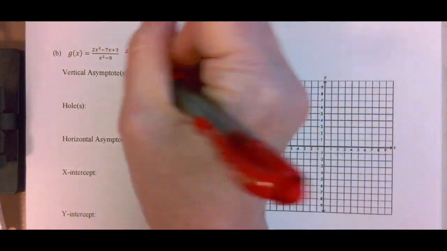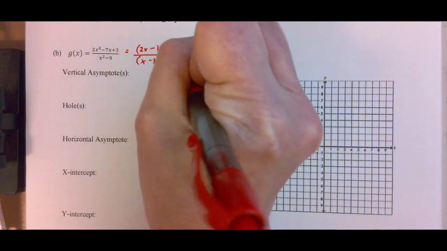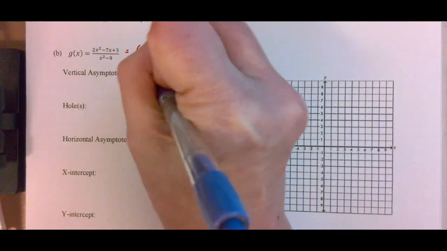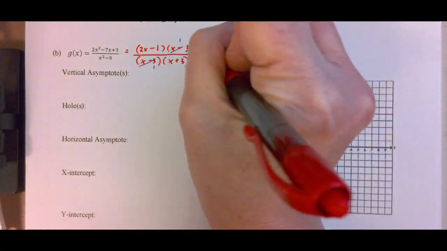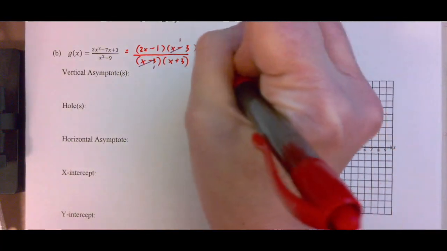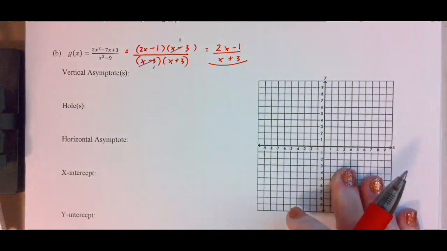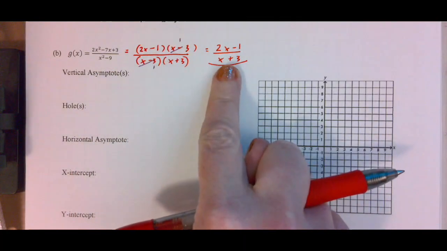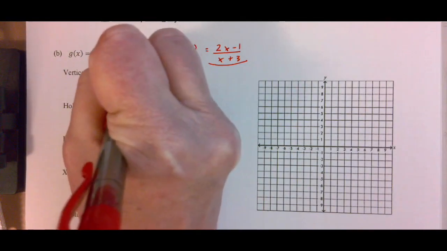Bottom is a difference of 2 squares, x minus 3 times x plus 3. So we can see that we can cancel out the x minus 3's, 1 to 1. Reduced down, I have 2x minus 1 over x plus 3. All right, vertical asymptote. What got left behind on the bottom? The x plus 3. Set it equal to 0 and solve. x equals -3.